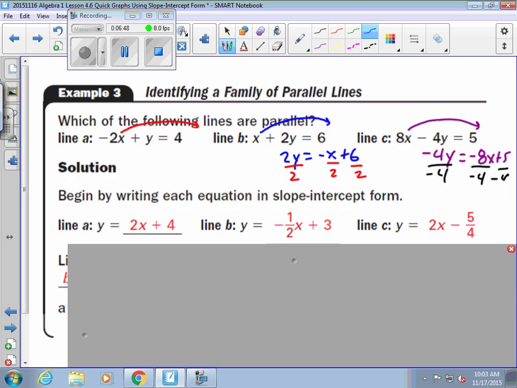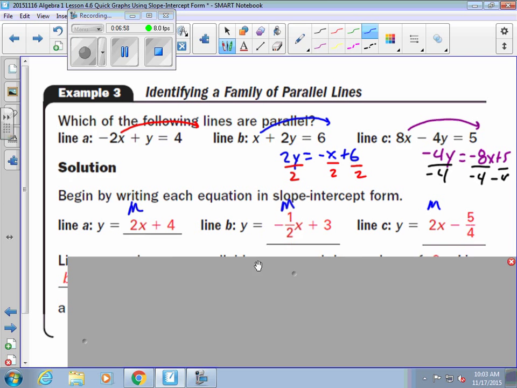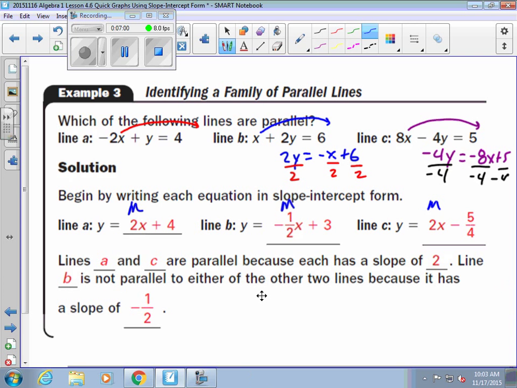This one says y equals mx plus b. This one says y equals mx plus b. Y equals mx plus b. You can compare all 3 of the m values. Notice a and c each have the same value, 2. So line A is parallel with line C. Line B is actually a perpendicular line to those 2 lines, and we'll talk more about perpendicular in a future lesson.